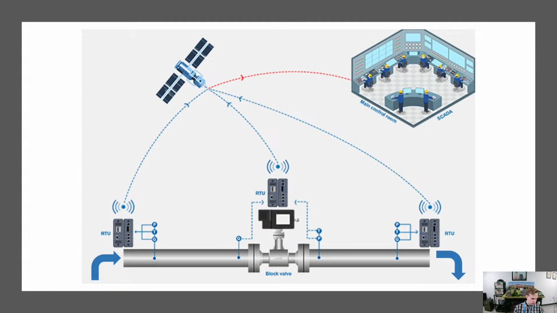And as you can see, all parts of this pipeline chunk have RTUs, remote terminal units, attached to them. They're all communicating in some way, shape, or form back to our main control room, where our SCADA system and our data historian are sitting. This just paints a picture of how all the different components are communicating back to our main control.